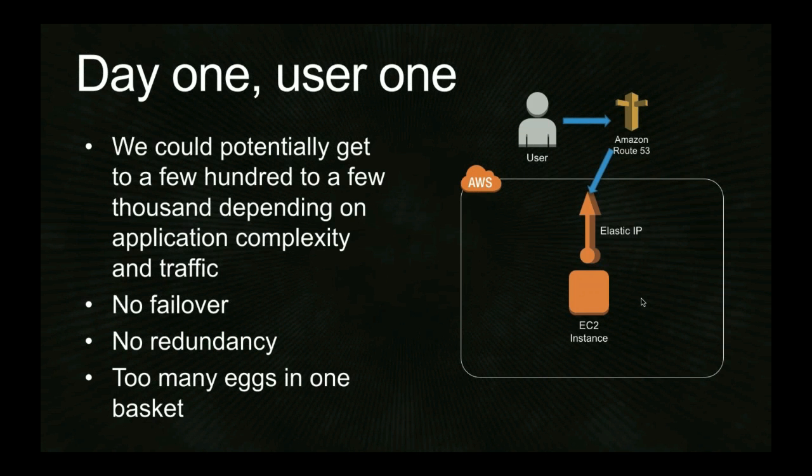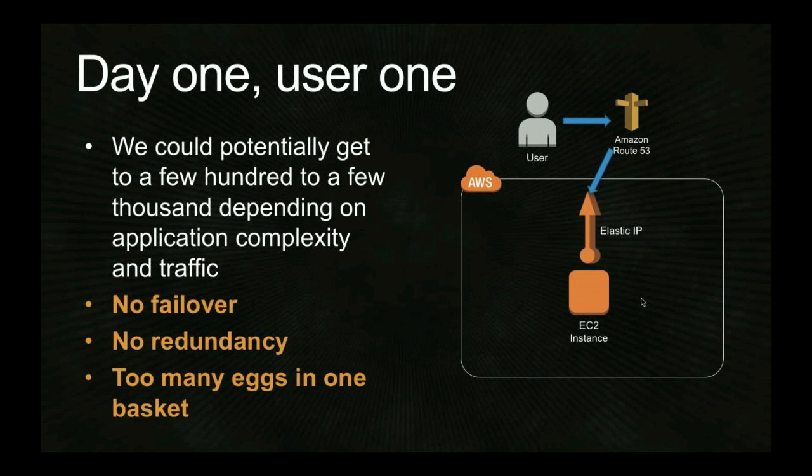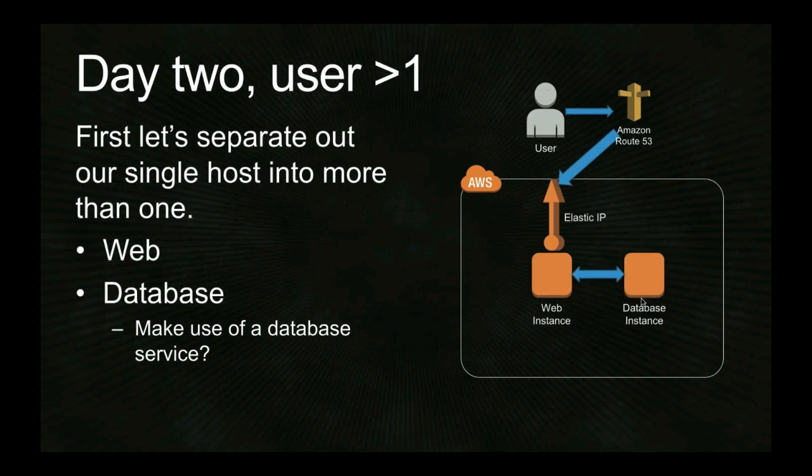We have some other issues here with our day one system as well. This is great for software development and maybe unit testing, but it's not great for production. Why? Because it's fully non-redundant. You have one of everything here. There's no failover of anything, no redundancy. All your eggs are in one basket, that one particular instance or server. So let's start now scaling our system a little bit.